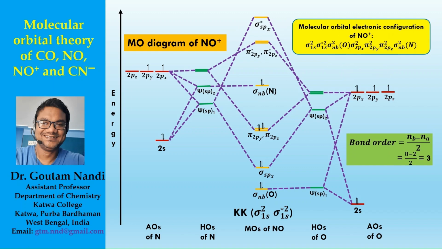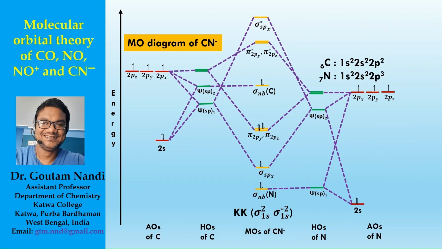Now for NO plus. NO plus has the total electrons of 14, means it is isoelectronic with carbon monoxide. So the extra electron which was placed in the pi star orbital is now removed again. Okay, so the bond order will be the same as carbon monoxide. So 8 minus 2 divided by 2, and that will give 3 bond order.